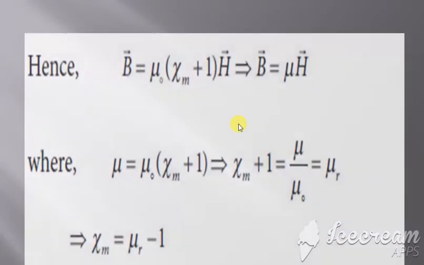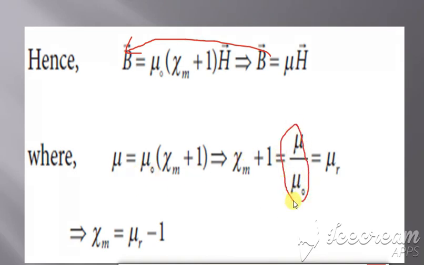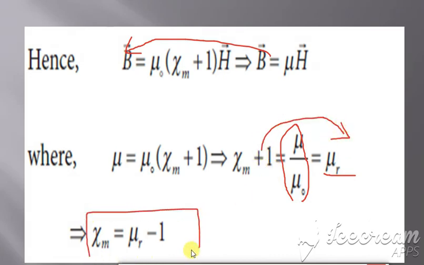After taking H outside, this is the value of B. Now this B we are going to substitute in this place and cancel the value of H on both sides, and bringing this mu naught down here, mu divided by mu naught becomes mu r. Now bring this one to this side, so we get the equation which has to be proved: xi m is equal to mu r minus 1.